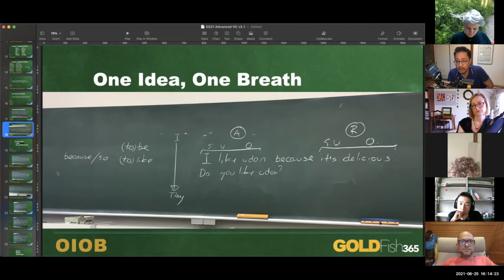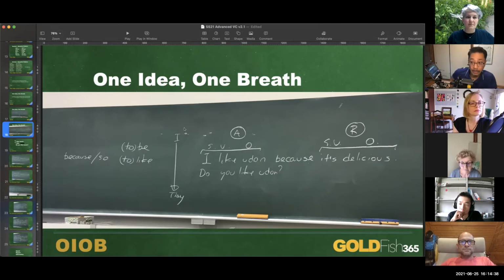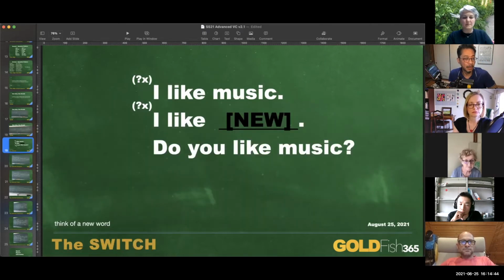Because once you've got all of this set down, then you start putting in variables. Then you start saying, okay, now you guys are pretty fast, but let's pull back on speed. Let's concentrate on smoothness. I like udon because it's delicious. Can you say it like me? Maybe you can't. Okay, let's practice again. A few rounds of that.